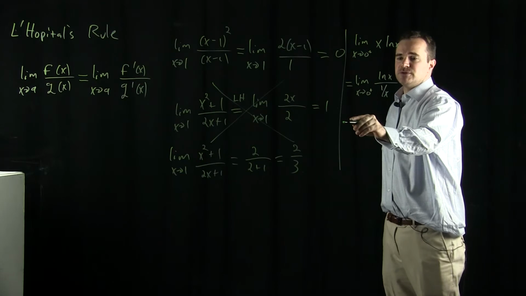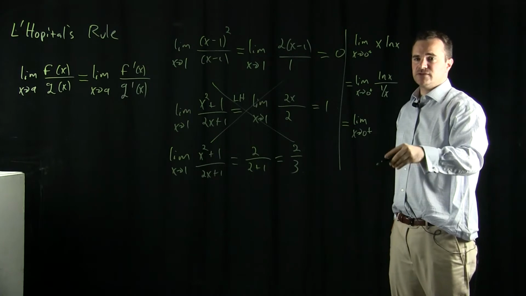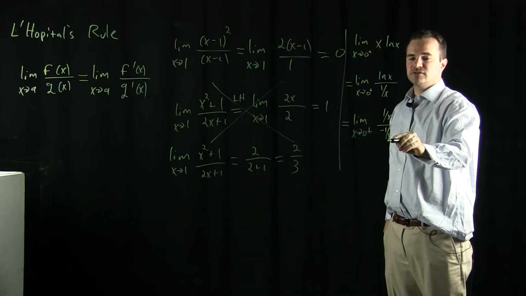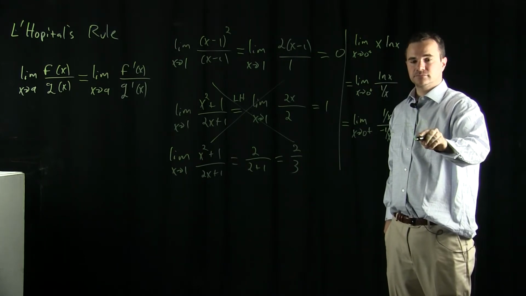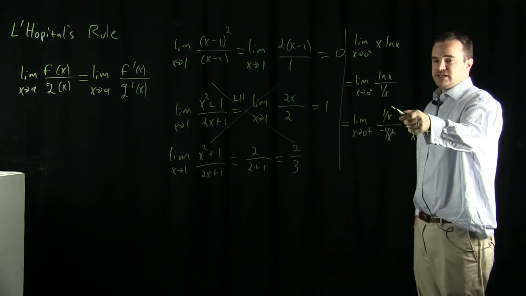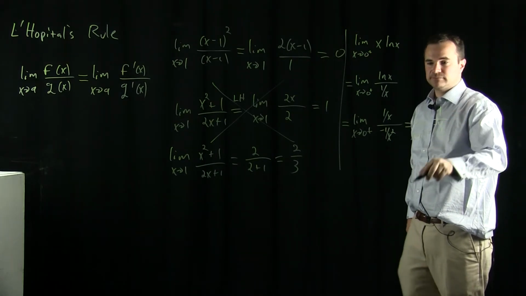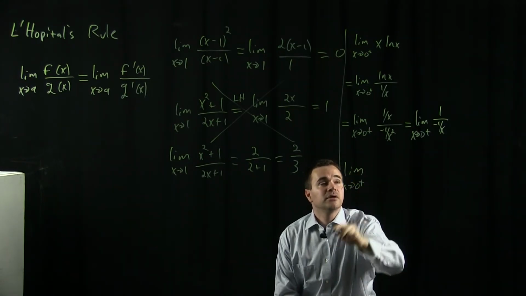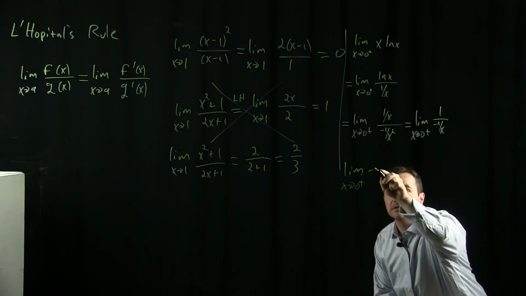So when I actually apply L'Hopital's rule to this, I take the derivative of natural log to get 1 over x. I take the derivative of 1 over x to get minus 1 over x squared. And now I've got a little bit of algebra to do. So I can actually cancel out a factor of 1 over x to get 1 over minus 1 over x. And coming down here, that's going to give me the limit as x goes to 0 from the right. And 1 over minus 1 over x is just minus x.